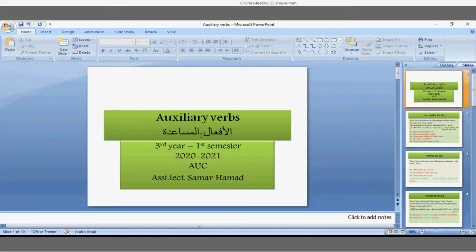Today's lecture is about auxiliary verbs. What are these auxiliary verbs? How many types of auxiliary verbs do we have? In English, the uses of auxiliary verbs. All these things would be tackled in today's lecture.